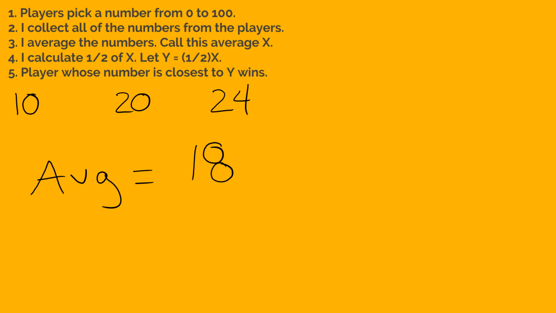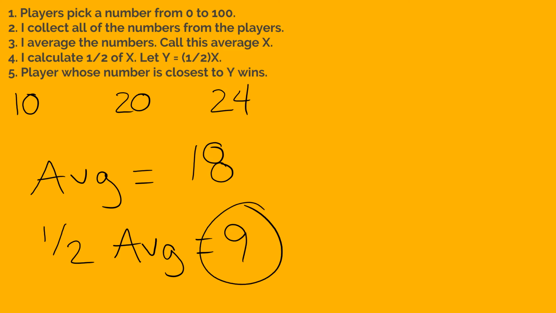So we have to calculate half of the average. 1/2 of our average is 9. And so step 5, the player whose number is closest to 1/2 the average is the person who's going to win. The person closest to 9 here is the first individual, who guessed 10. Notice the outcome here is actually lower than all of the numbers because we have this 1/2 multiplier applied to it. So player 1 would be the one to win in this case, with guesses of 10, 20, and then 24.